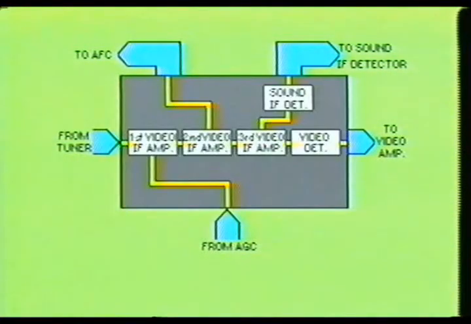Notice that this stage also provides an output signal to the sound IF detector stage located in the first part of the audio portion of the television receiver. Even though the video IF detector stage is represented by a single block in the block diagram, it actually consists of 3 or 4 video IF amplifier stages, a video detector circuit, and a sound IF detector circuit. As you can see, this stage is responsible for several functions within the color television receiver.